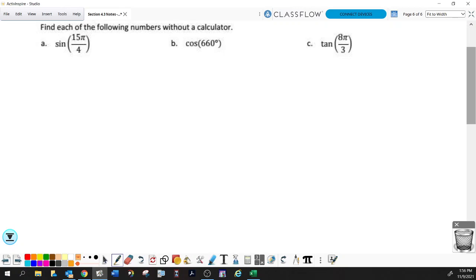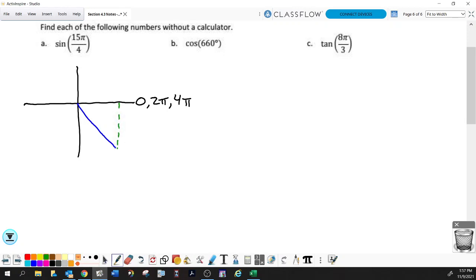15 pi over 4. That is remarkably close to a whole multiple of pi. It's almost 16 pi over 4. It's literally a pi over 4 less than 16 pi over 4. So where is 4 pi is the question. 0, 2 pi, 4 pi. So this is where I would find 4 pi. All I have to do is go a pi over 4 less than that, which puts me here in quadrant 4.